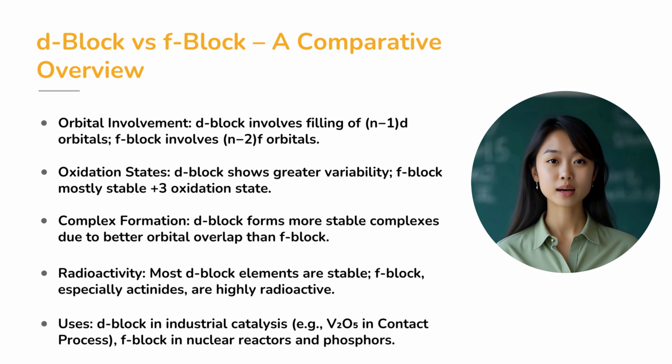While most d block elements are stable, the actinides of the f block are intensely radioactive. Finally, their applications differ widely. D block elements drive industrial reactions, batteries, and alloys, while f block elements light up your screens, power nuclear subs, and polish your glassware. It's a beautiful contrast of chemistry.